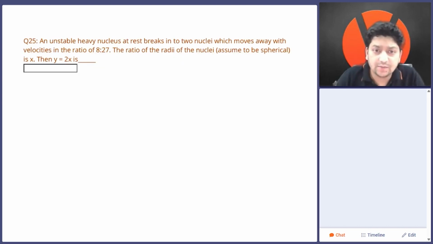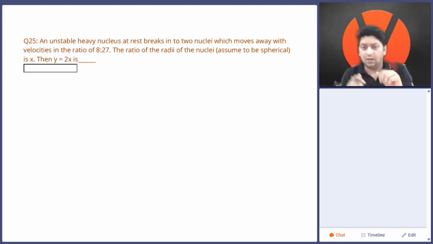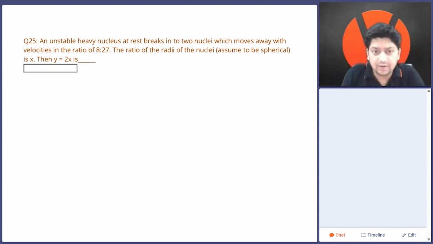Next, an unstable heavy nucleus at rest breaks into two nuclei which move away with velocities in the ratio of 8:27. Find the ratio of the radii of the nuclei. Now we know if there is a nucleus which breaks into two parts, momentum will be conserved because the breaking of the nucleus involved internal forces. No external force was applied, so momentum will be conserved.